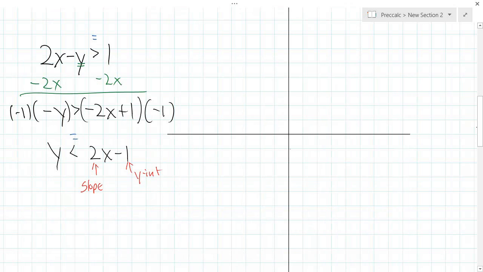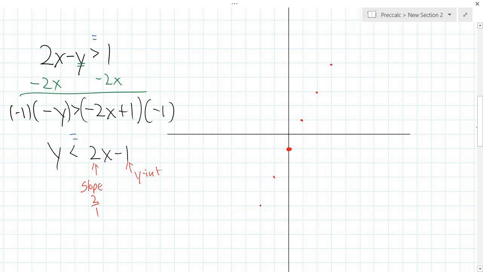My y-intercept is negative 1. My slope is 2, or 2 over 1. So I'm going to go up 2 over 1, plot a point, up 2 over 1, plot a point, up 2 over 1, plot a point, get a few points. And now, if this were an equation and I were graphing a line, I would just connect these with a line.